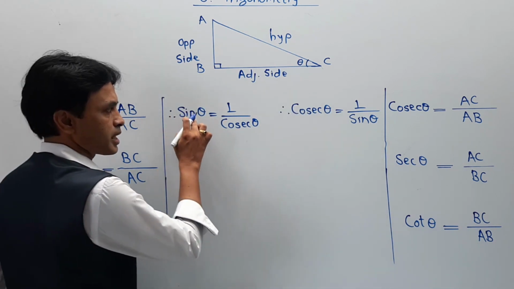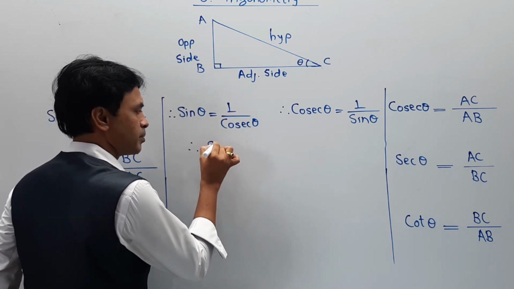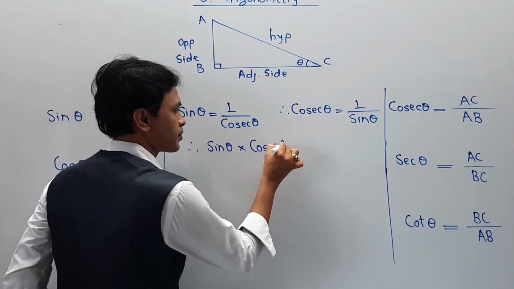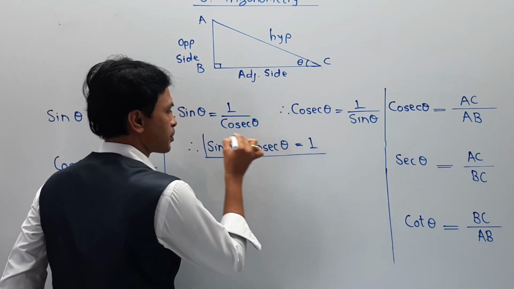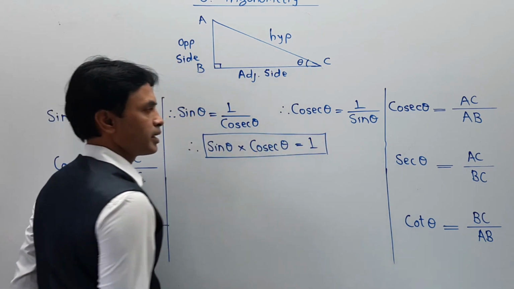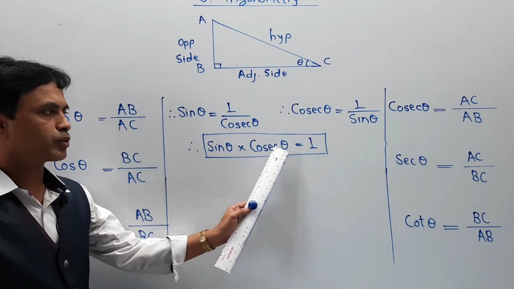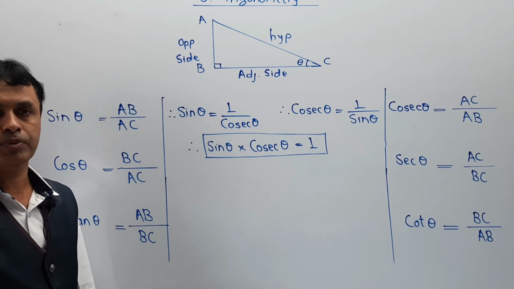So you can get sin theta into cosec theta is equal to 1. So it becomes sin theta into cosec theta is equal to 1. And this is your first fundamental property. It is used in a numerical. So the first part is sin theta into cosec theta is equal to 1. Similarly, we are going to prove the second property.